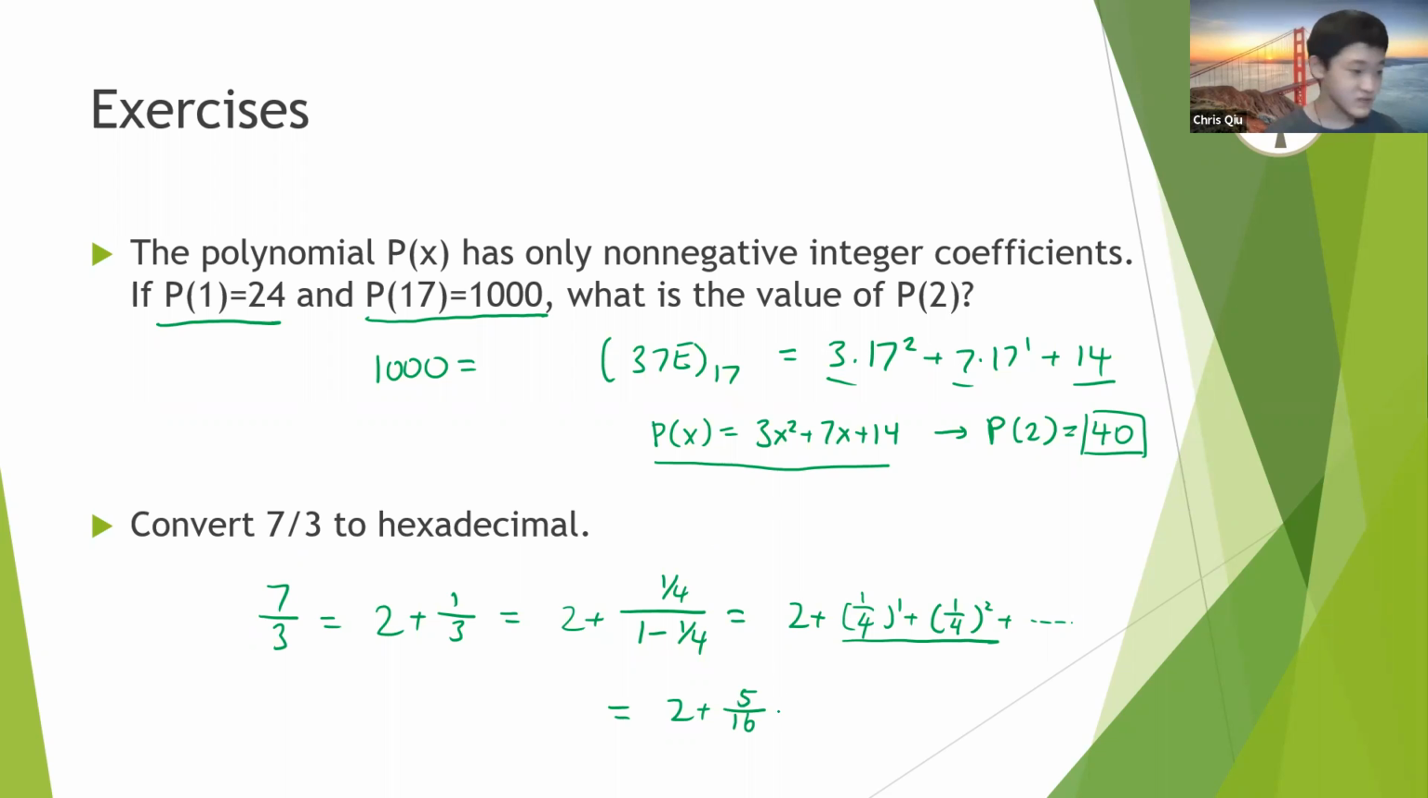After this, we'll have (5/16) squared for the sum of our next two terms, which are 1/4 to the third power and 1/4 to the fourth power. And then we'll have (5/16) cubed, and so on. So in fact, our hexadecimal representation of 7/3 will be 2.5 repeating in base 16. I'll wait for any questions about this, and then that'll be it for today.